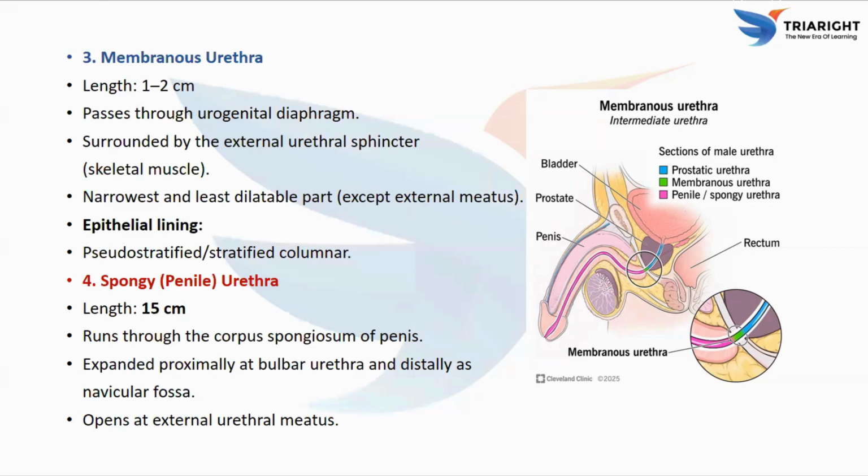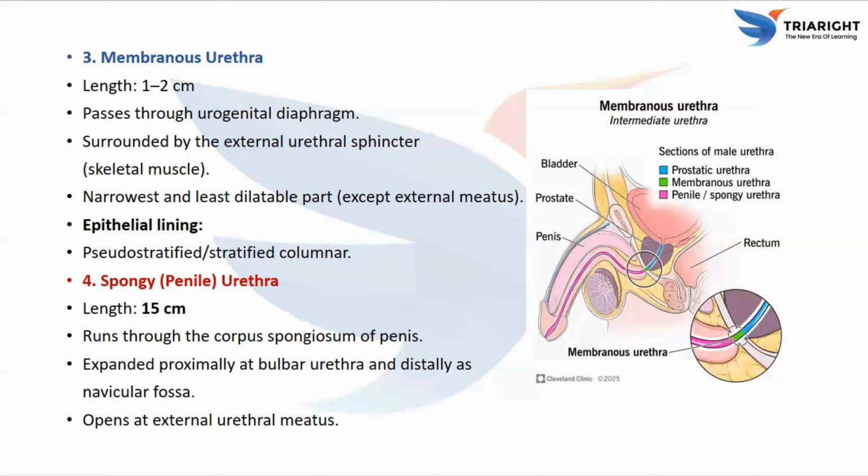This is a voluntary skeletal muscle. It helps to control the release of urine, so you have to tighten it when you hold the urine. This is the narrowest part of the urethra except for the external opening. The membranous urethra is less stretchable.